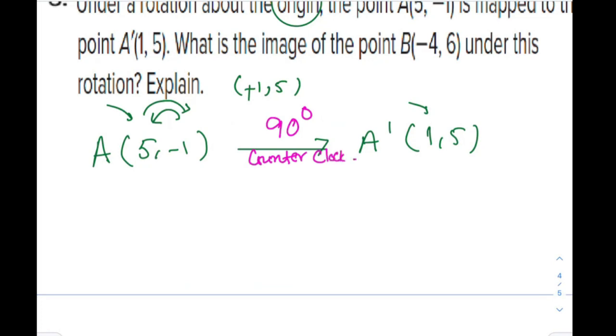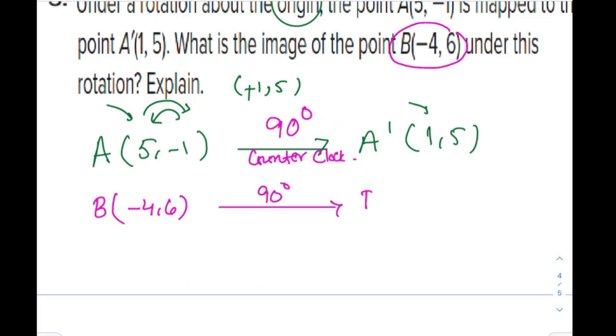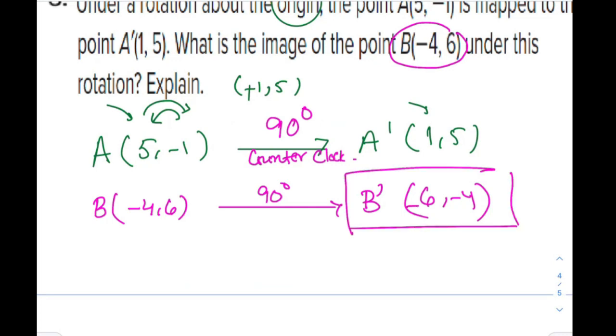So now we can continue. What is the image of B, which originally was (-4, 6), after the same rotation? So we will apply 90 degrees to this B. So you will interchange and reverse the sign of the first. So this is the answer of the question.